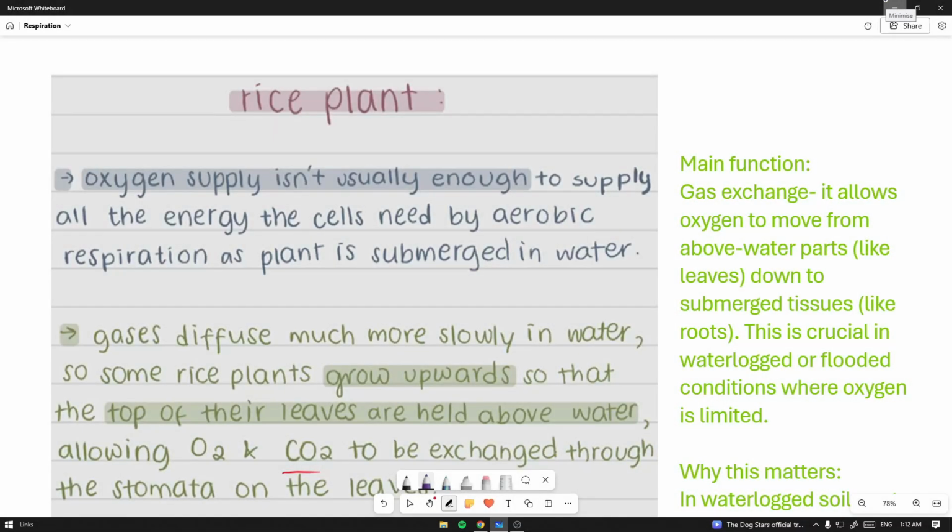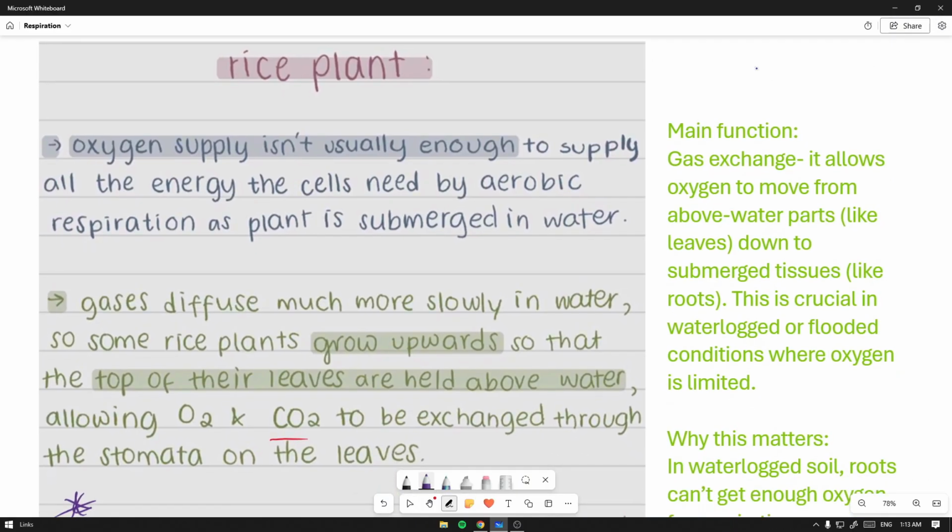Hey guys, so today we're gonna be doing respiration again. This is gonna be the final part of the topic, so we're gonna finish the chapter by today. Now let's start. We're gonna start with adaptations in rice plant. Okay, so I'm just gonna read this page out loud for you guys first.